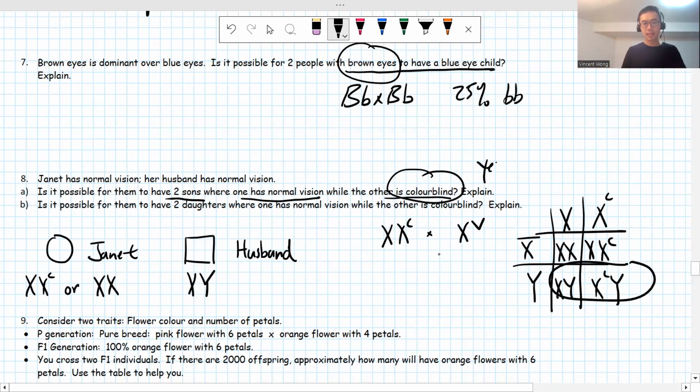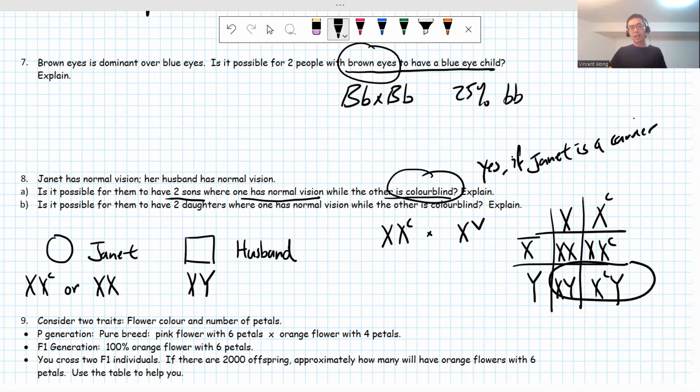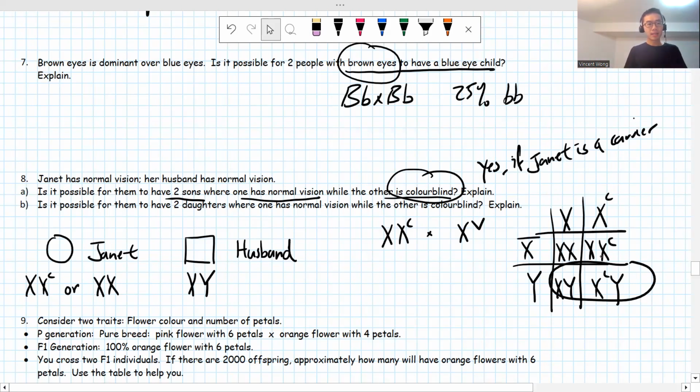So yes, if Janet is a carrier, then on the test, you will have to explain to me that if Janet is a carrier, and then show me the Punnett square, that there's a 50% chance that the sons are going to be colorblind and the other is not, right?